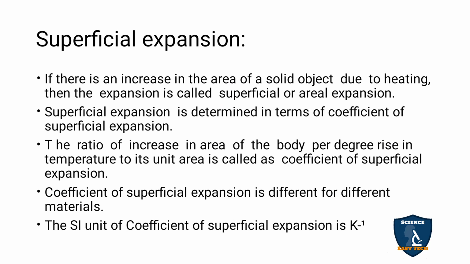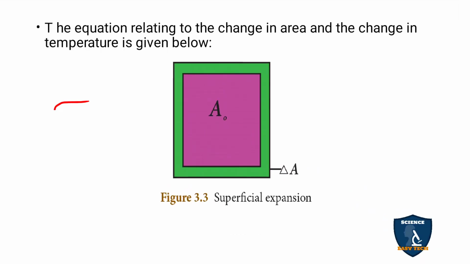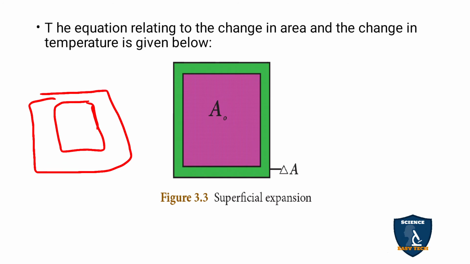So, superficial expansion. If there is an increase in the area of a solid object due to heating, then the expansion is called superficial or aerial expansion. That is, if you take a solid object and heat it, after heating there is an increase in the area size. So you can see here, an object was taken, and after heating, the area of the object occupied is a little bit larger compared to its original.